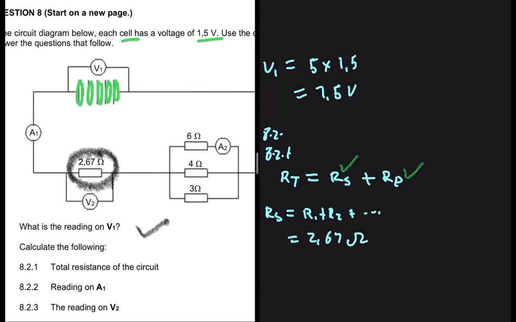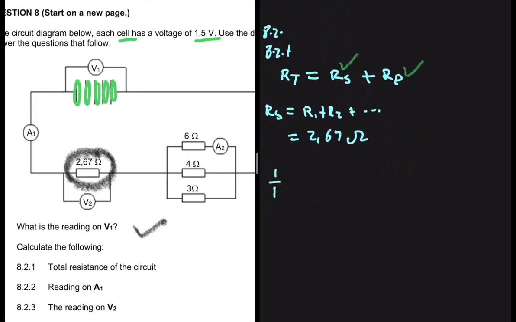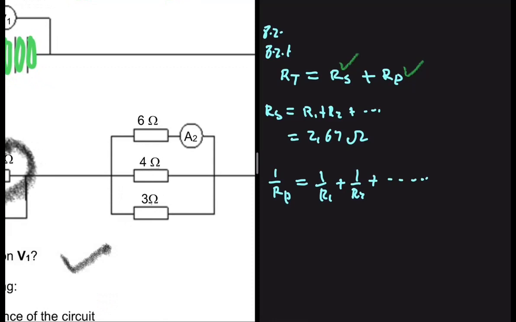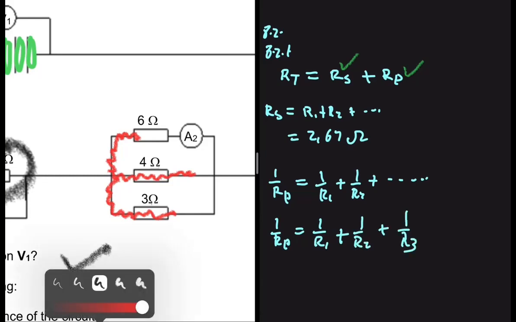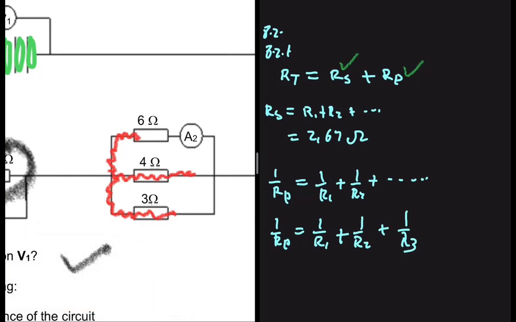Now we need to calculate RP. The formula for that, we have 1 divided by RP being equal to 1 divided by R1 plus 1 divided by R2 plus and so on. In our case, which I don't usually see, we have 3 paths. A proportion of the current will go on this path, and another proportion of the current will go on this path, and another proportion of the current will go on this path. So we're supposed to have 1 divided by RP being equal to 1 divided by R1 plus 1 divided by R2 plus 1 divided by R3. If we had a 4th path, then we would have 1 divided by R4.